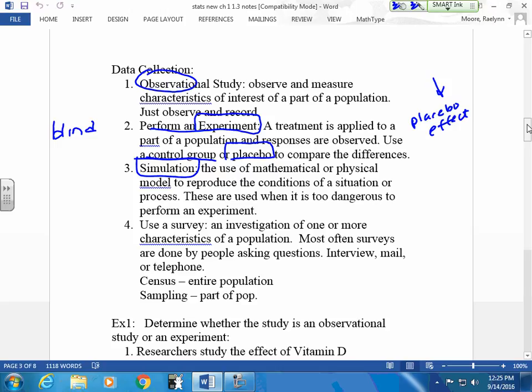The last thing to collect your information is a survey. I just want to know what kind of car you drive. So I send out a survey. Tell me what kind of car you drive. Make, model. Okay. If it's an entire population, we call it a census. If it's a sample, part of my population, we call it a sample. Okay. So these are ways to go out and collect your data. Four ways that we study.